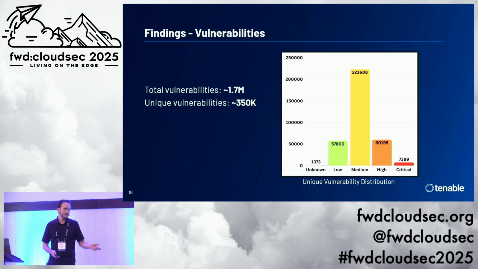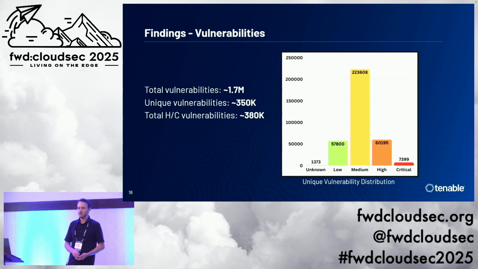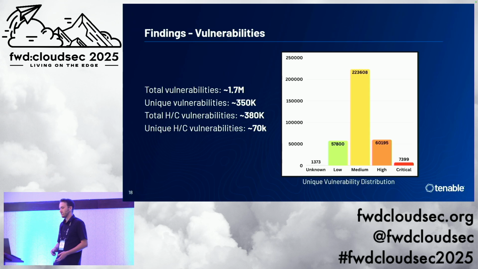But you might be looking at the graph and you might be thinking, Moshe, most of these are medium or low severity, like I don't really care. But even if we were only to filter through high and critical vulnerabilities, we see that we have 380,000 and around 70,000 unique vulnerabilities. This is still a very big number.